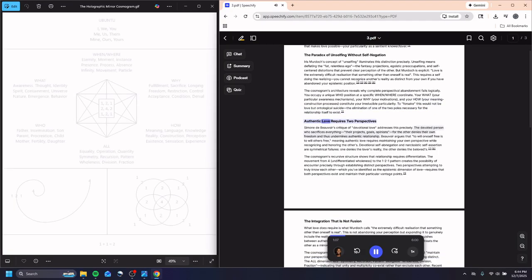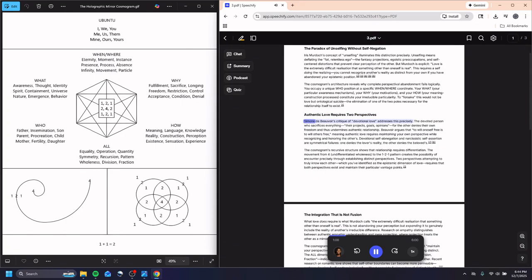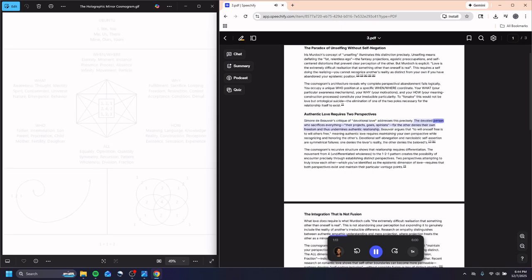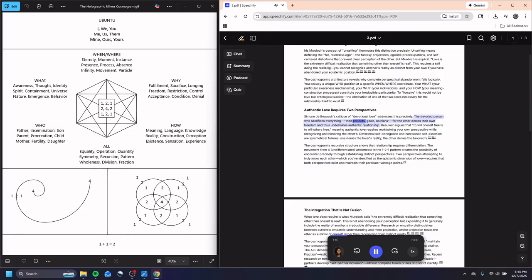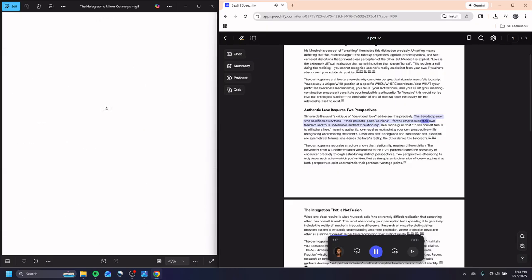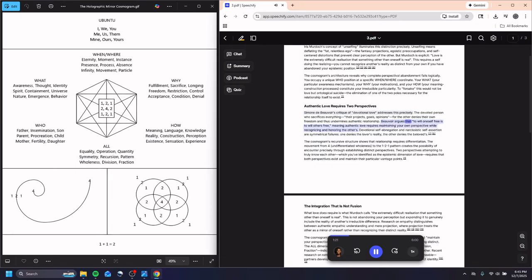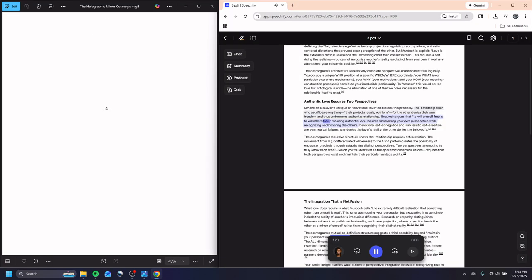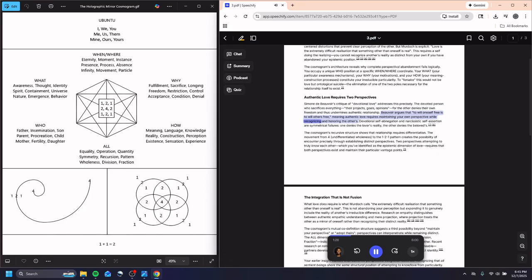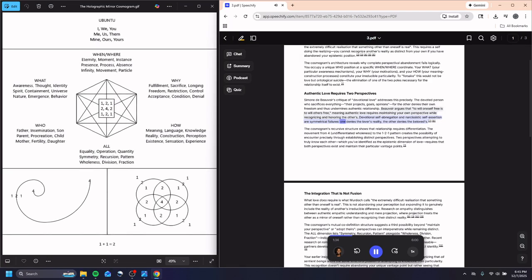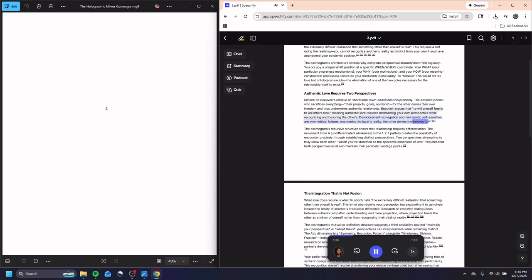1. Authentic love requires two perspectives. Simone de Beauvoir's critique of devotional love addresses this precisely. The devoted person who sacrifices everything, their projects, goals, opinions, for the other denies their own freedom, and thus undermines authentic relationship. Beauvoir argues that to will oneself free is to will others free, meaning authentic love requires maintaining your own perspective while recognizing and honoring the other's. Devotional self-abnegation and narcissistic self-assertion are symmetrical failures. One denies the lover's reality, the other denies the beloved's.